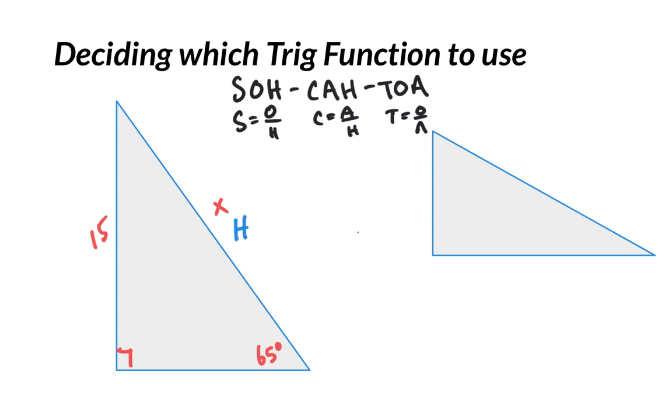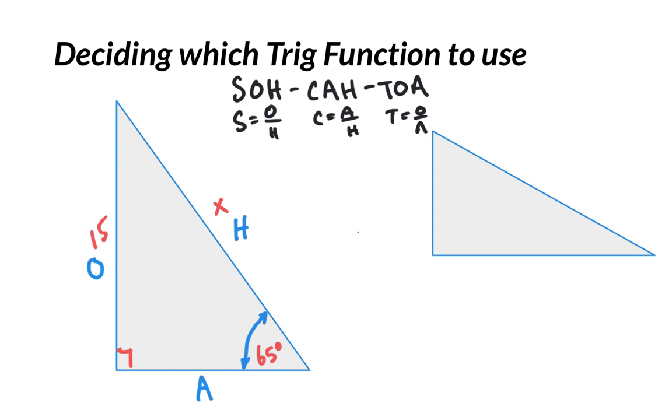Next thing I do is I label the adjacent side, which are the two sides that make up the angle. So these two sides, one of them will be the hypotenuse and the other will be the adjacent. Adjacent, remember, just means next to. And the opposite side, the leftover side, is the one that is across from the angle, so directly across.